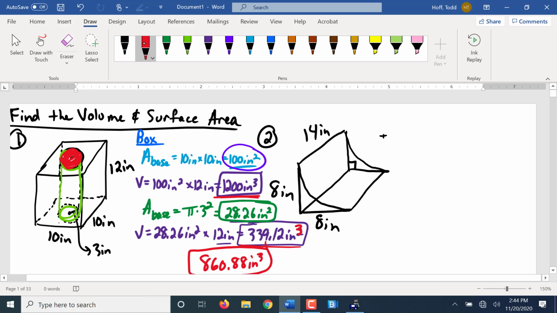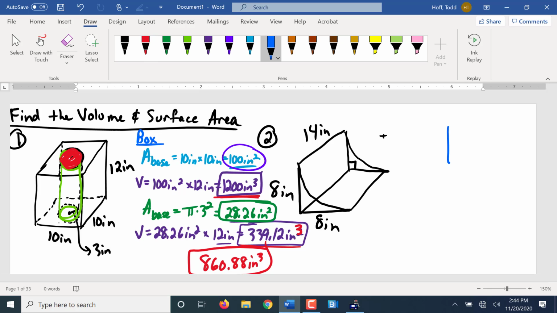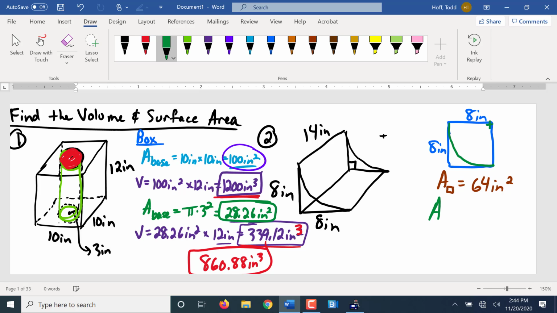Number 2 over here helps if we redraw it as an 8-inch square. What's the area of that square going to be? 64. Good. Just 8 times 8. And then cut out from that is a quarter circle. How do I find the area of the quarter circle?